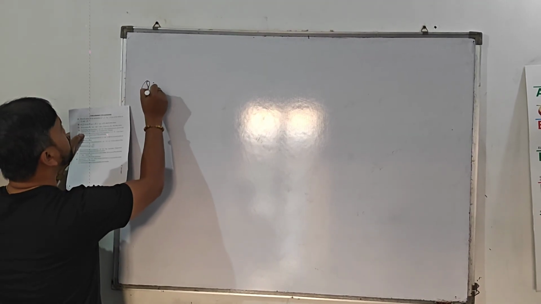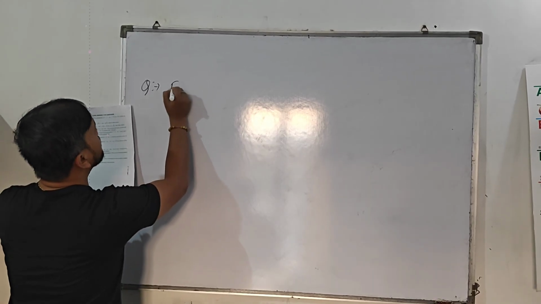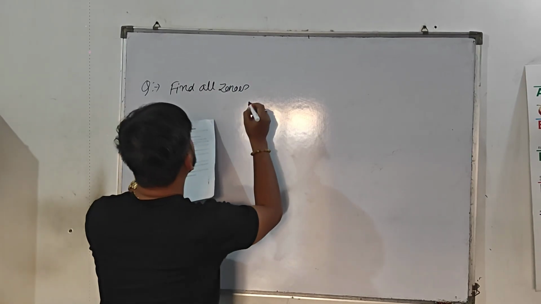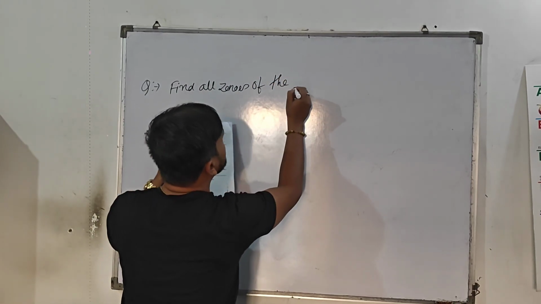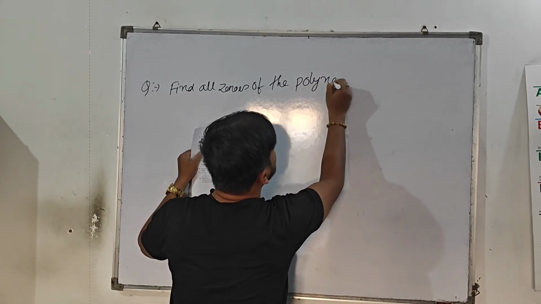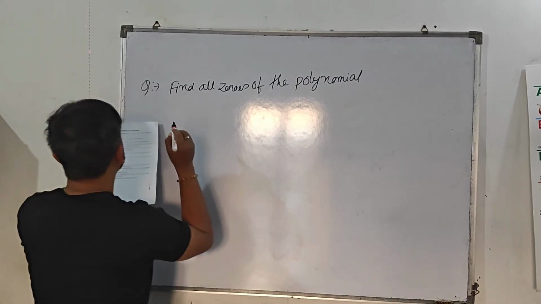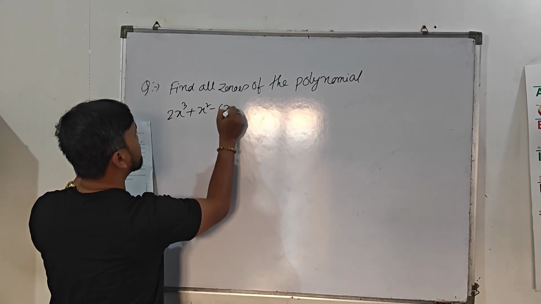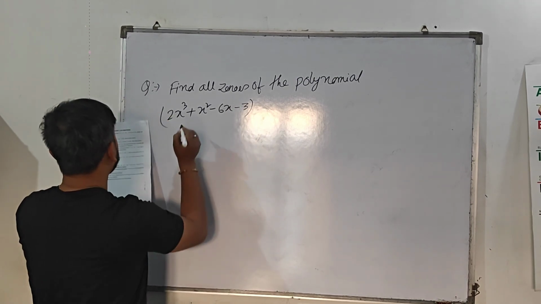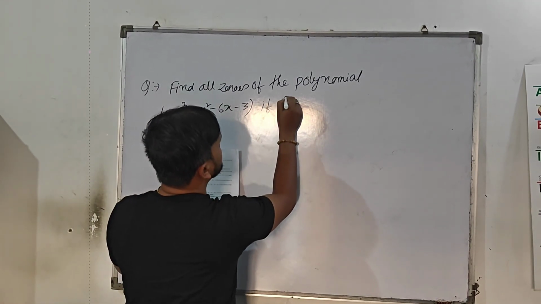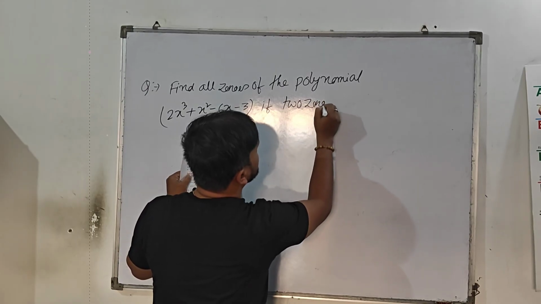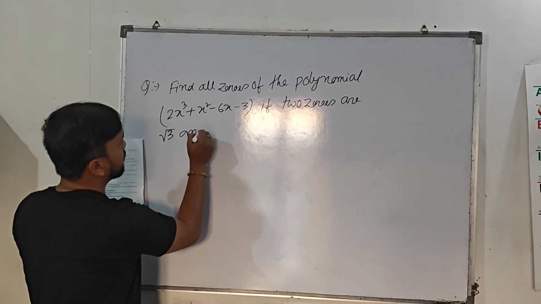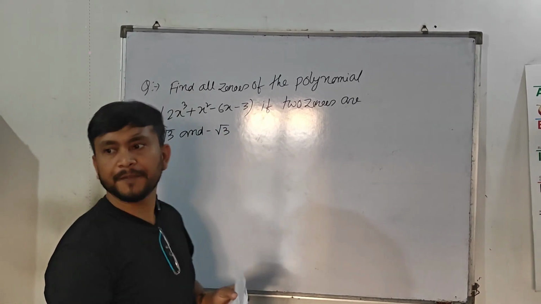Question. Find all zeros of the polynomial 2x cubed, x cubed, x squared, 6x minus 3, if two zeros are root 3 and minus root 3.